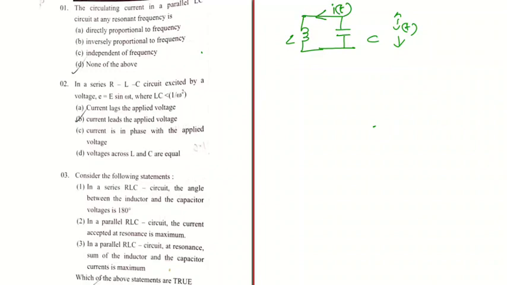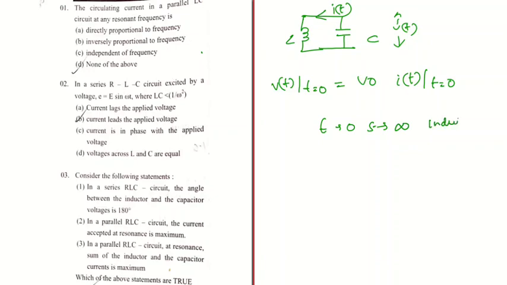And V of t at t equal to 0 is assumed to be V0, and I of t at t equal to 0. At t equal to 0, what happens? As t tends to 0, s tends to infinity. So our inductor will be open circuited, right? XL tends to infinity, that is, the inductor will be open circuited, that is, no current is going to flow through the circuit at t equal to 0. So I of t at t equal to 0 is 0 ampere, right? So we know all these things, and now we are going to do the analysis.